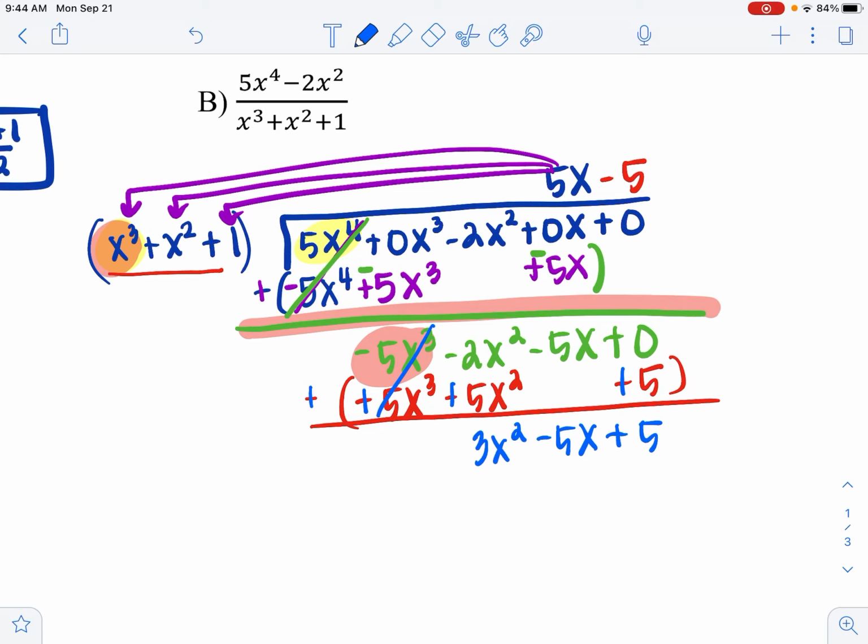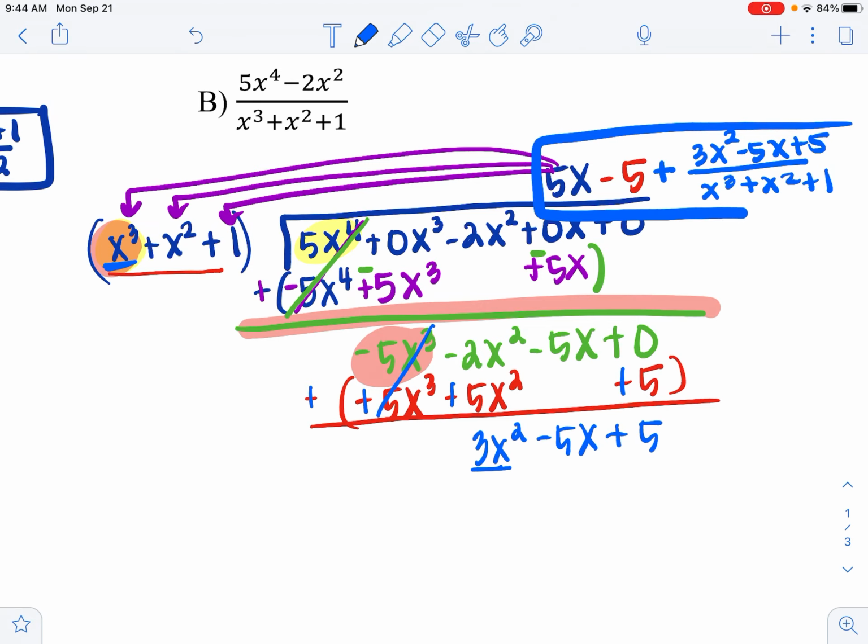Okay, so I realize I'm at my remainder. I can also look here and say, what do I need to multiply this by to get this? And that's not going to happen. So I'm going to put plus fraction bar. Numerator, 3x squared minus 5x plus 5, which is my remainder, over what I was dividing by, x cubed plus x squared plus 1. And I'm going to box my answer, which is this whole thing right here.